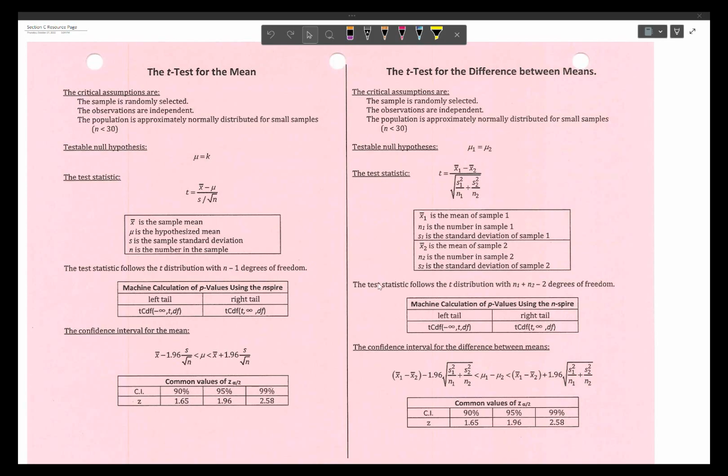Let's talk about the different kinds of tests that we can do in statistics, and especially the ones we've been talking about in section C. First of all, we have a t-test for the mean. To make things really clear, there's a testable statistic. It's called a t-value that is calculated using this formula, and this explains the different parts of the formula.